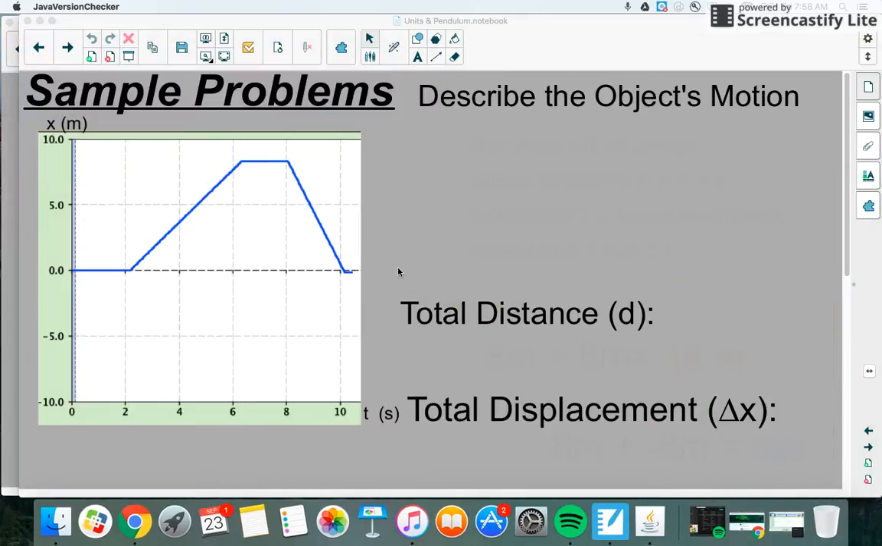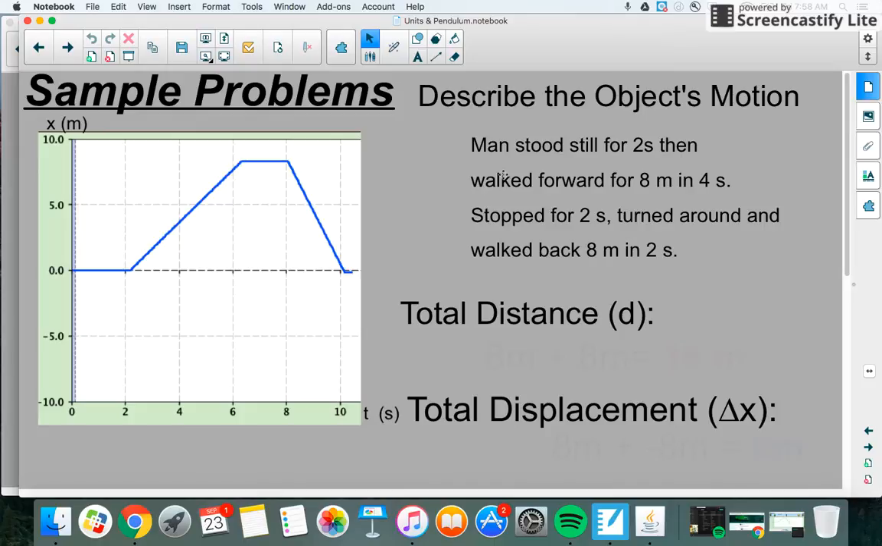So if you're putting this into your notes, which I hope you are, hopefully you have something that looks like this. This would be a good example of how to describe the object's motion. Stood still for 2 seconds, then walked forward 8 meters in 4 seconds, stopped for 2 seconds, turned around and walked back 8 meters in 2 seconds.